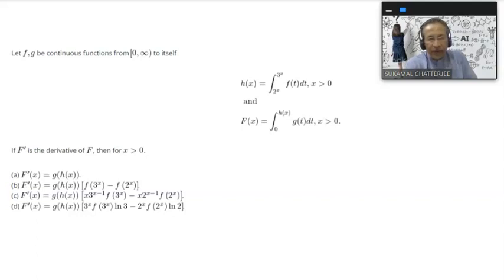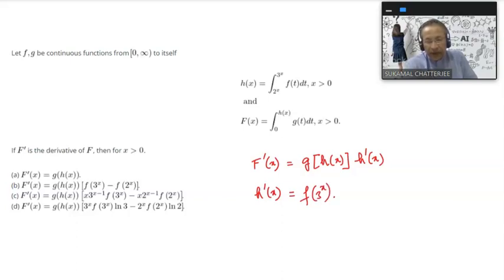So we differentiate f(x) and we get g of h(x) times h dash x, and then we differentiate h(x) to get h dash x, which is f of 3 to the power x into the derivative of 3 to the power x, which is 3 to the power x into ln 3, minus the function at 2 to the power x into the derivative of 2 to the power x, which is 2 to the power x ln 2.